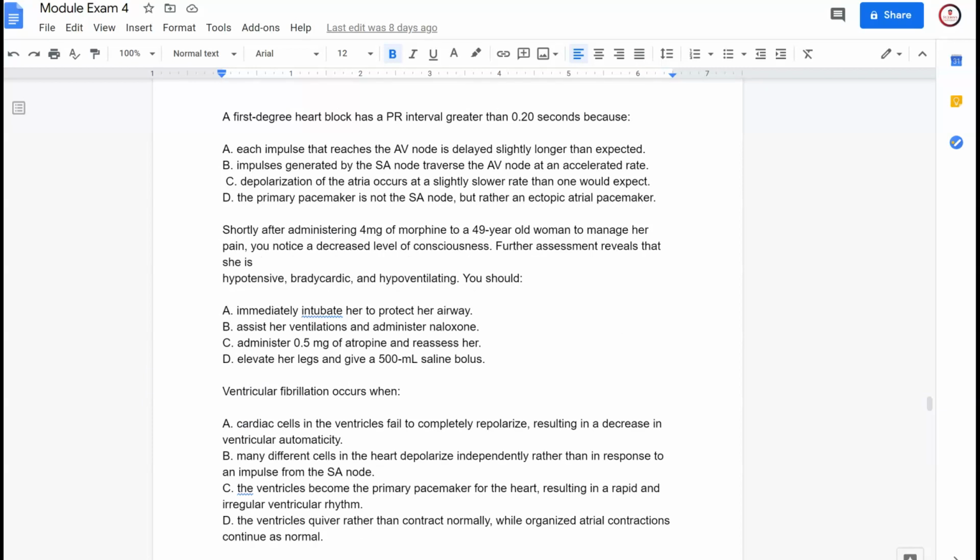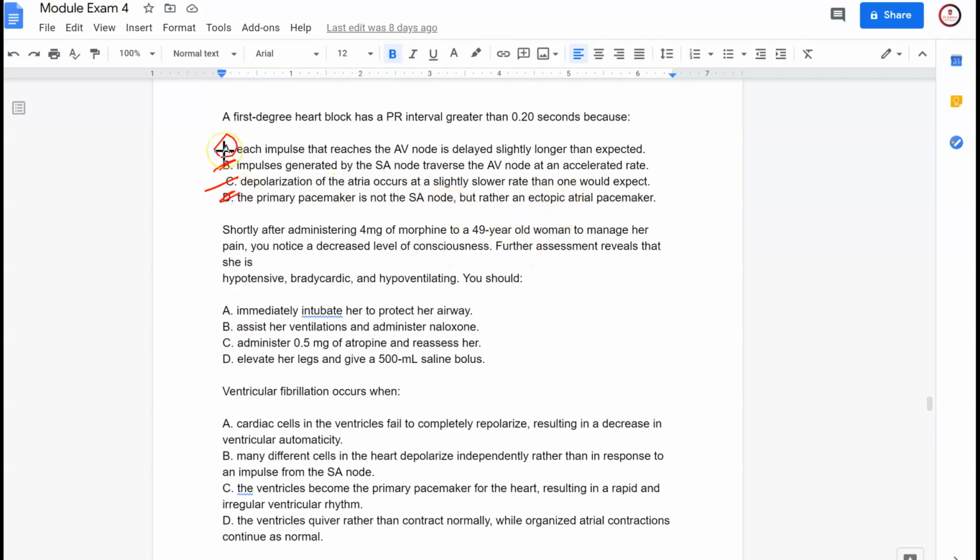First degree heart block has a PR interval greater than 0.2 seconds, because there it is. There's your answer. Each impulse that reaches the AV node is delayed slightly longer than normal. Impulses generated by the SA node traverse at an accelerated rate. No, it's because it's slower. Depolarization in the atria occurs slower than one would expect. No, because it's the pause at the AV node. Primary pacemaker is not the SA node with an ectopic trigger.